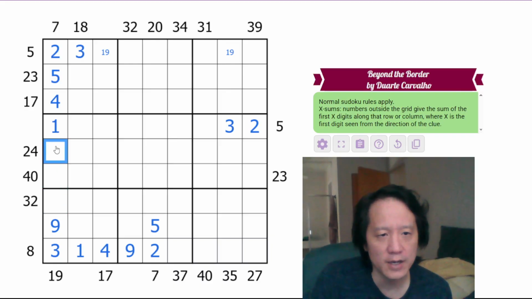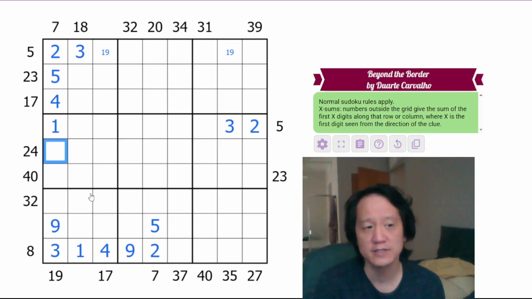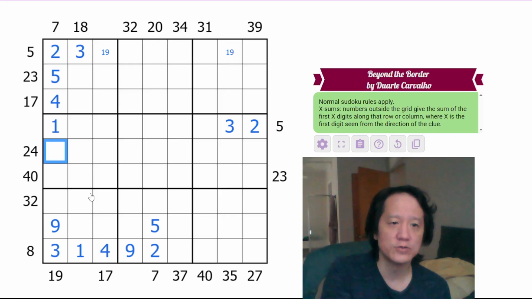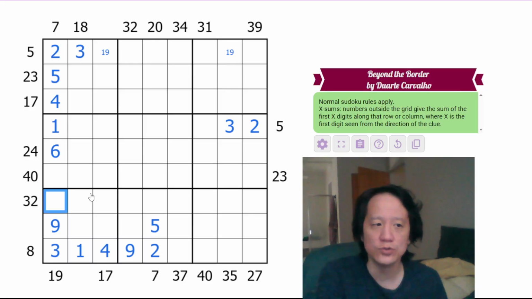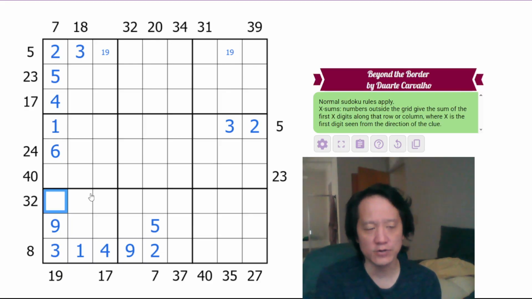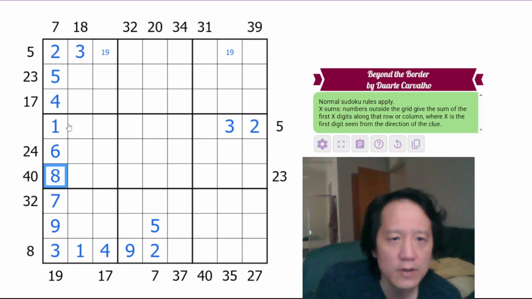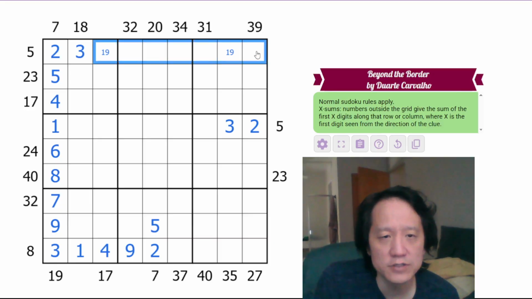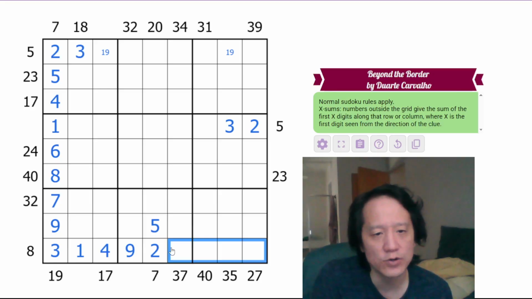24 similarly cannot be 7 or 8, because the minimum of 7 unique digits adds up to 28. So this is 6. This is similarly 32 cannot add up to 8 unique digits, because the minimum of 8 unique digits adding up is 36. So this is 7 and this is 8. We can keep doing that with these digits here. 20. We have 4. Actually, so this one's not as useful. Remaining digits are 5, 6, 7, 8 in row 9.